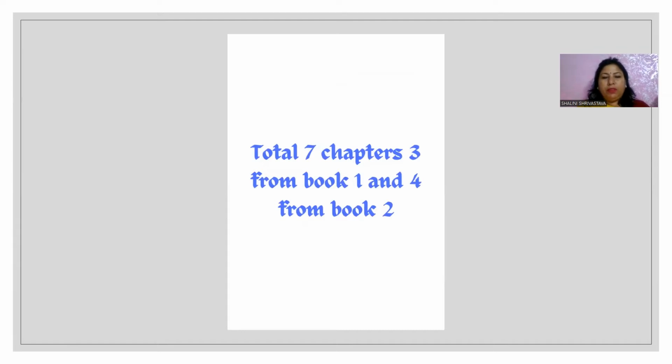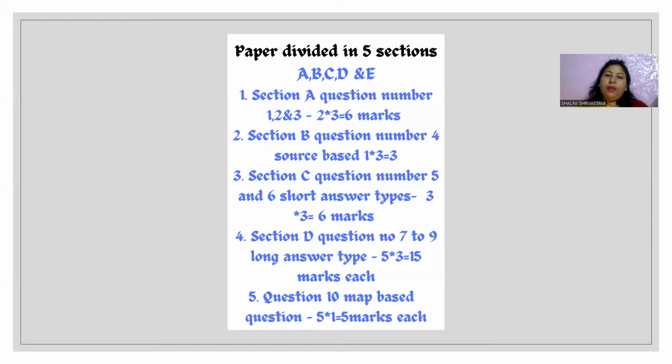3 are from book number 1, that is Fundamentals of Human Geography, and 4 chapters are from book number 2, that is India: People and Economy. Now the paper will be divided into 5 sections, A, B, C, D, and E. In Section A, there are 3 questions, 1, 2, and 3, of 2 marks each. So it comes to 2 into 3, 6 marks.